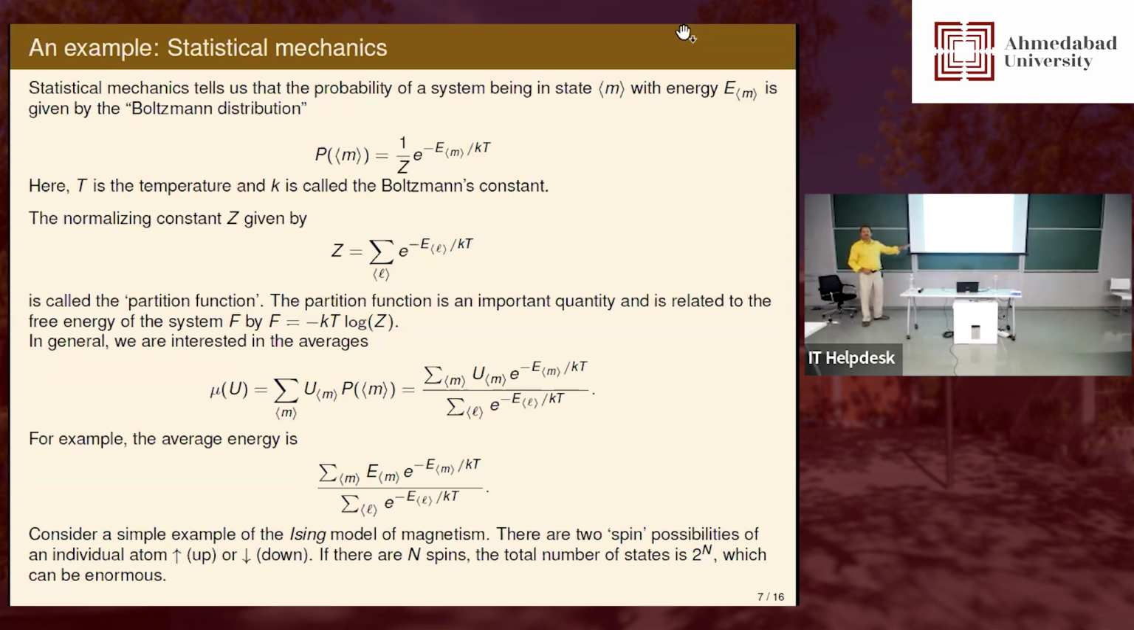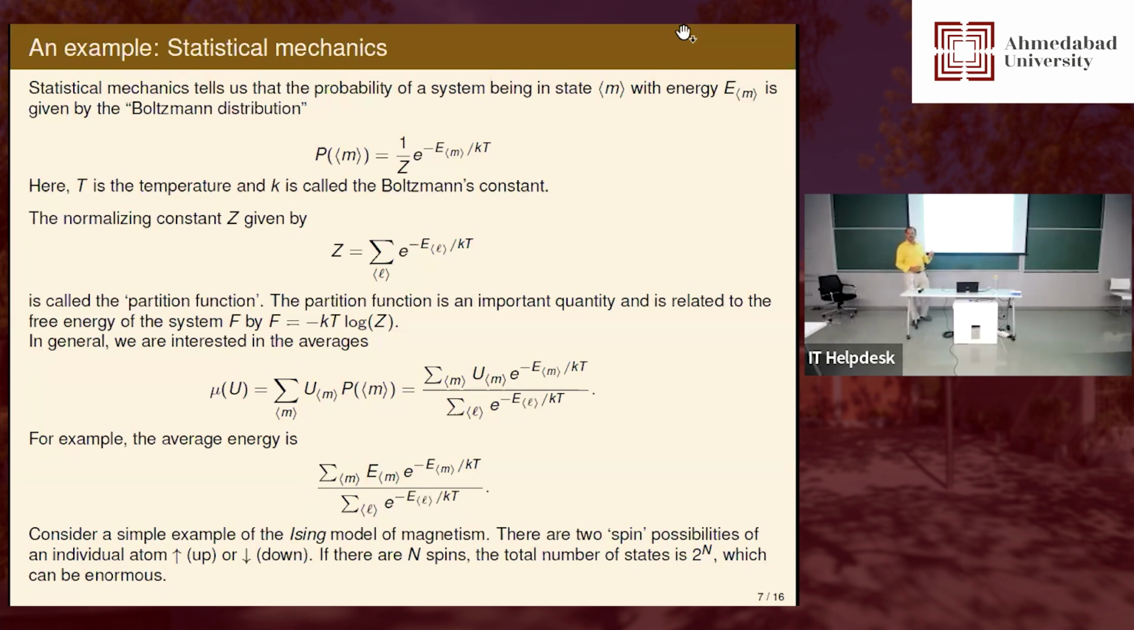Consider the simple Ising model. It's one of the simple models, where there are only two spin possibilities, upward or downward spin. Suppose there are n spins, n particles. Every particle can either go up or down. That's the only two possibilities. In practice it can be many, but the Ising model is simpler, only two possibilities. There are n spins, so how many possibilities are there? 2 to the power n.